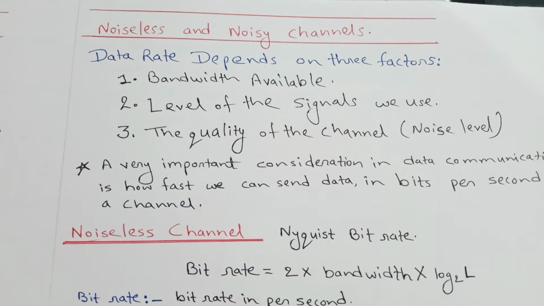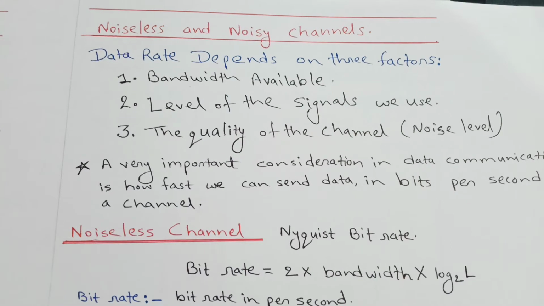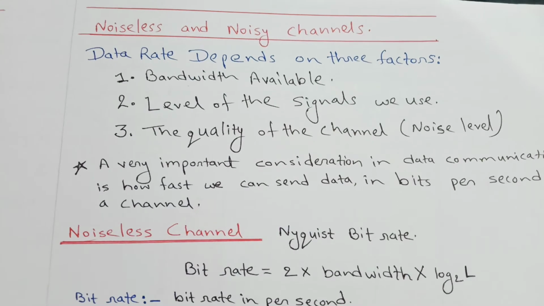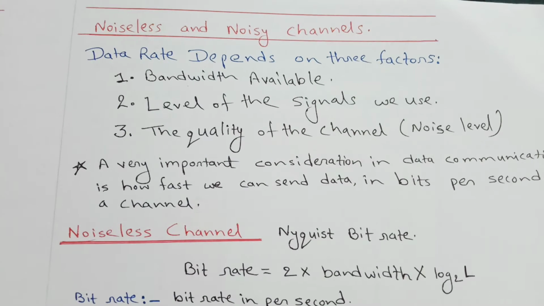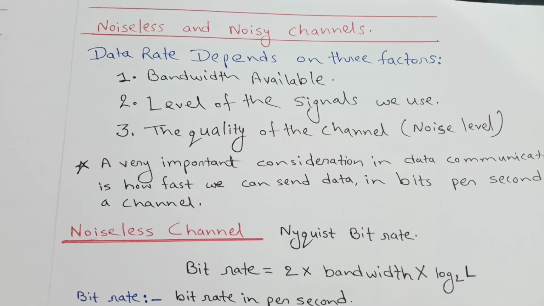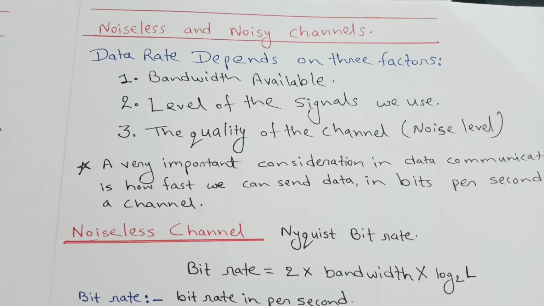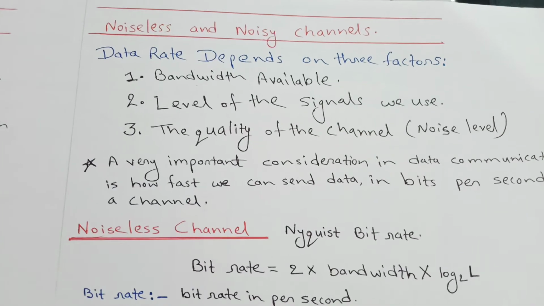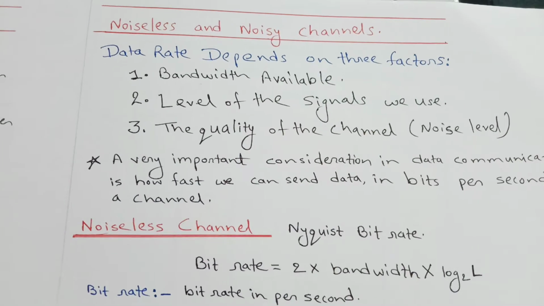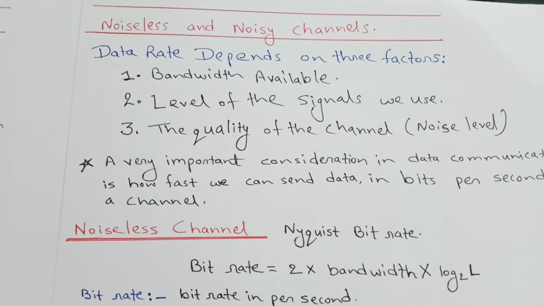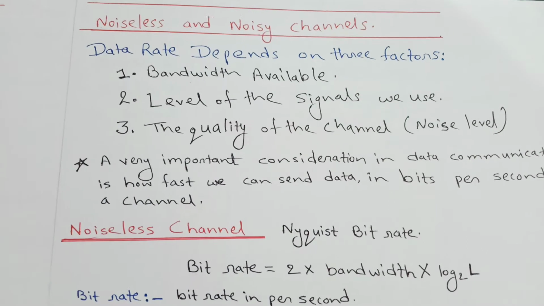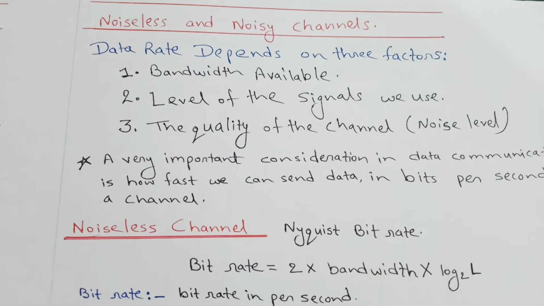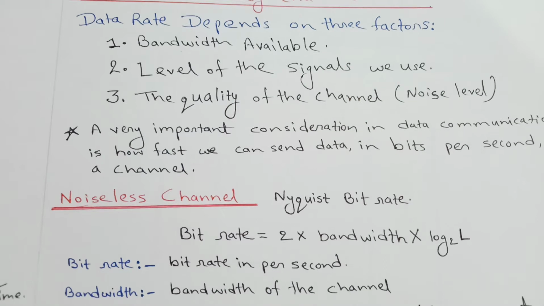and resources, and they will definitely be saved by saving our time and doing the work fast. So it is important. This is called data rate. The data is passing and it depends on some factors. There are three factors.